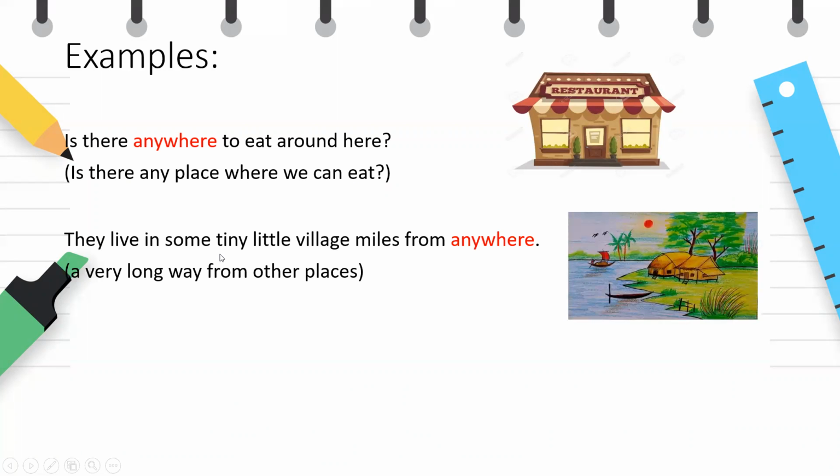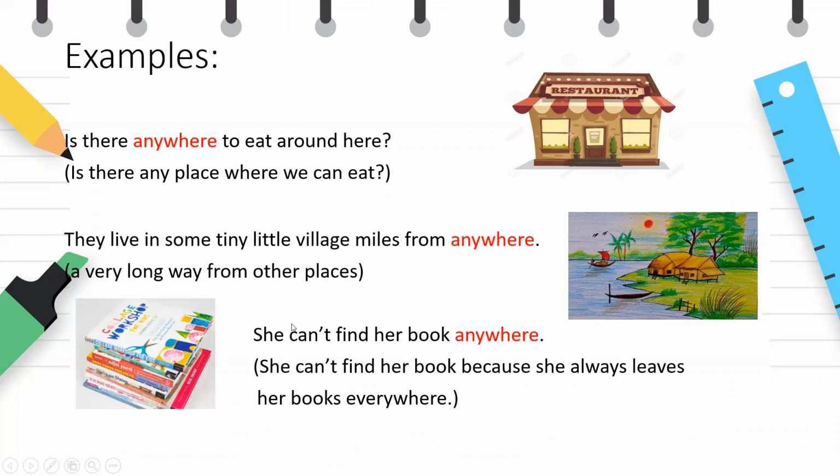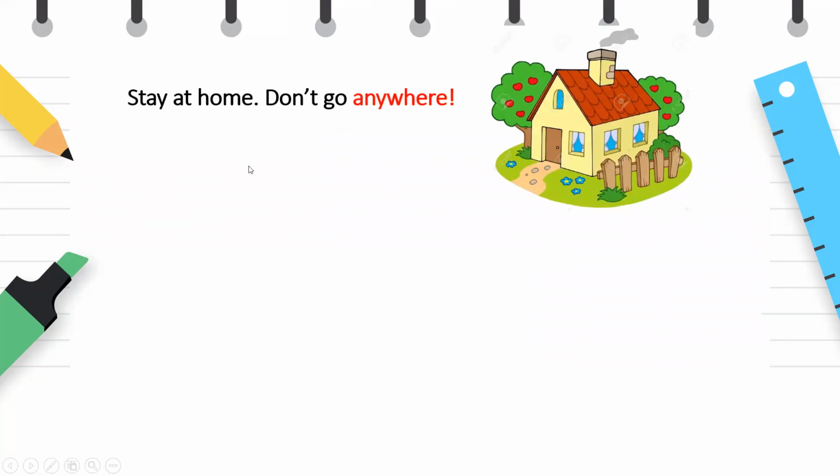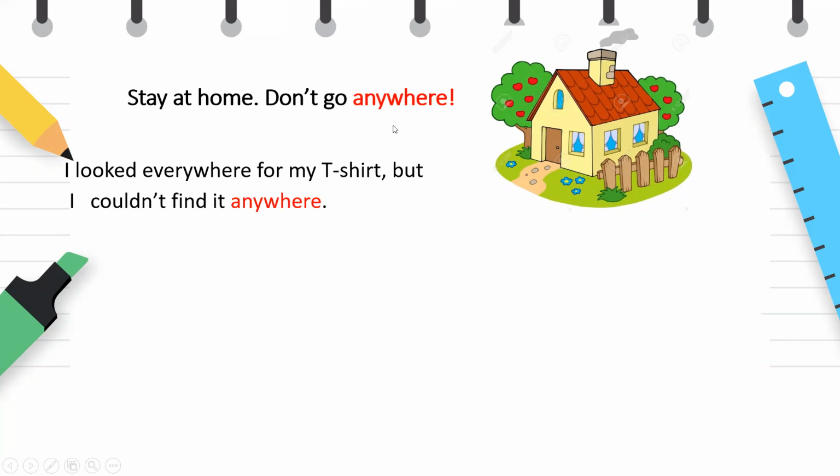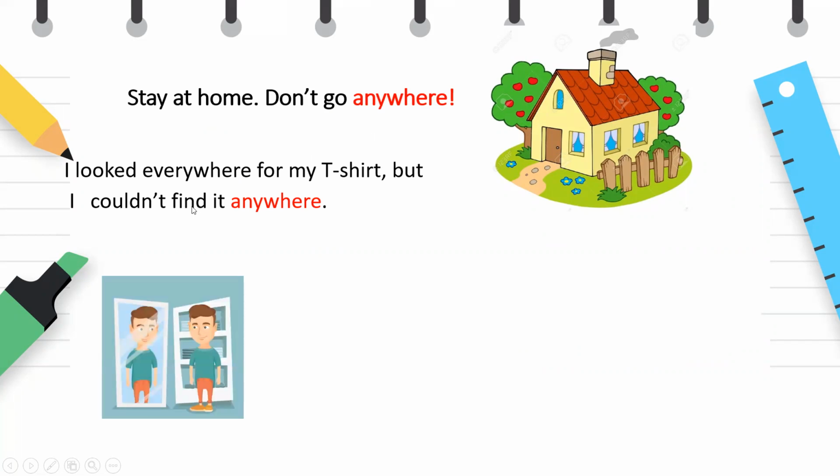Or, they live in some tiny little village miles from anywhere, which means a very long way from other places. She can't find her book anywhere, which means she can't find her book because she always leaves her books everywhere. Stay at home, don't go anywhere. Again, with the same meaning. I looked everywhere for my t-shirt, but I couldn't find it anywhere.